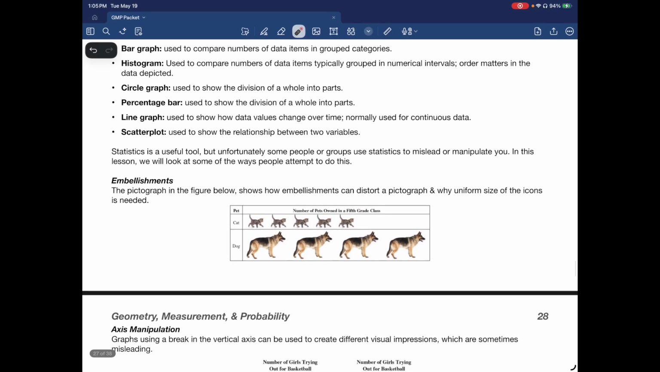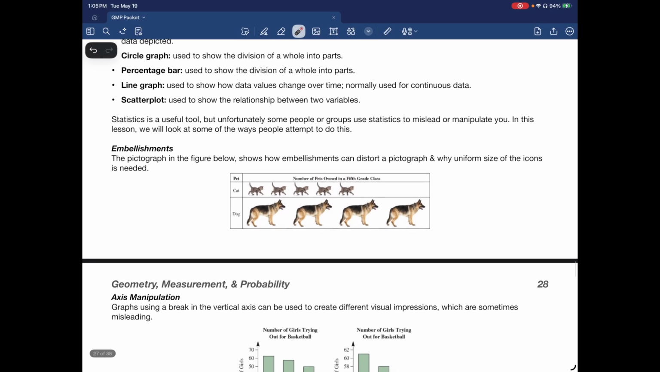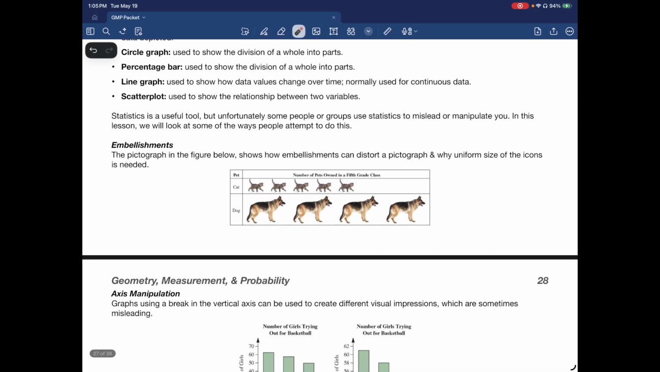Statistics is a useful tool, but unfortunately, some people or groups use statistics to mislead or manipulate. In this part, we're going to look at how people might deceive you. So the first way people might manipulate or try to mislead you is they embellish.